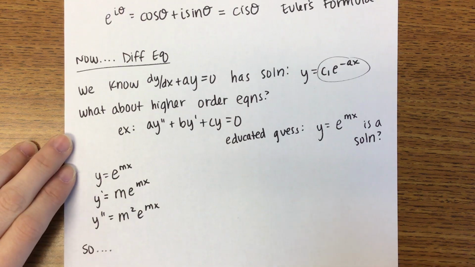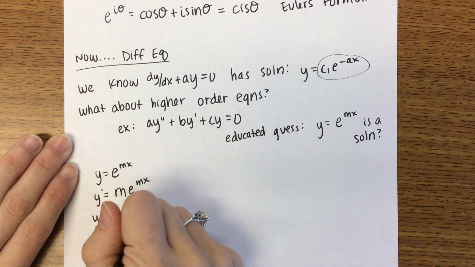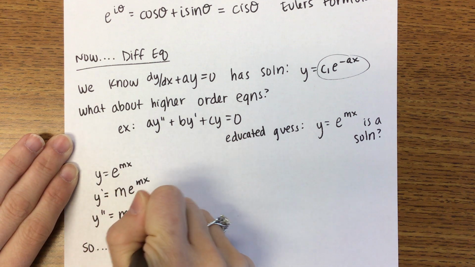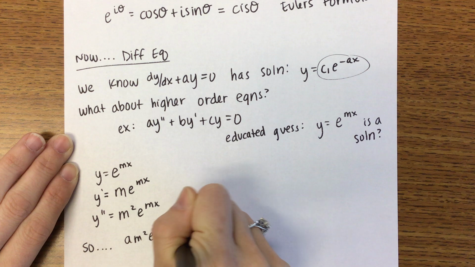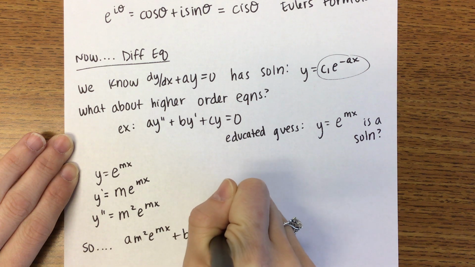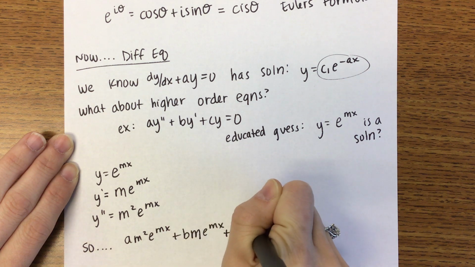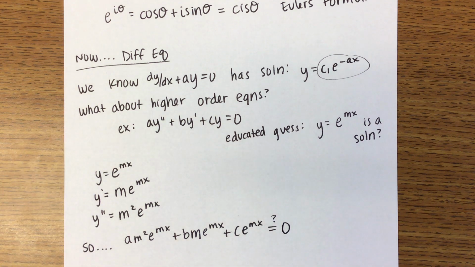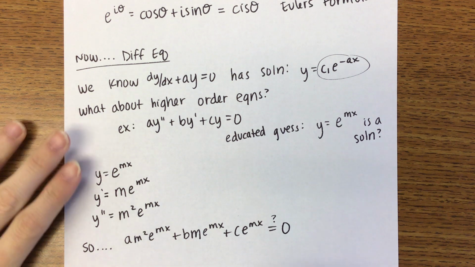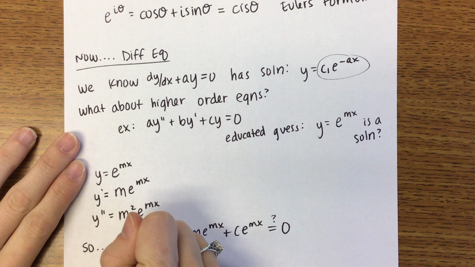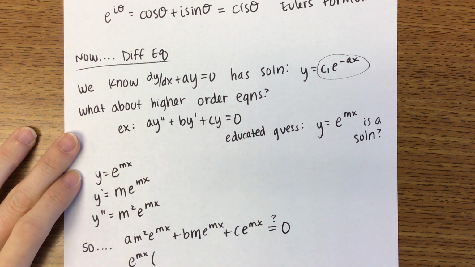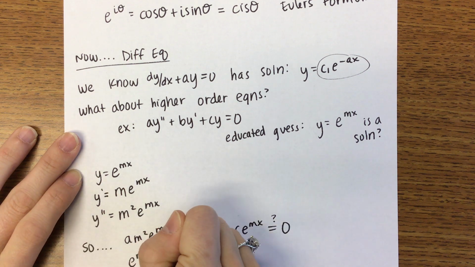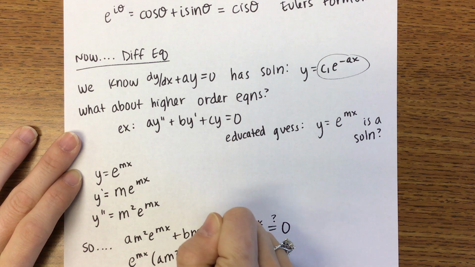Substituting those into our differential equation, we get a m squared e to the mx plus b m e to the mx plus c e to the mx. We want to know if this will equal 0. If it equals 0, e to the mx is a solution. If it does not equal 0, not a solution. Factor out that e to the mx. So we get e to the mx times (a m squared plus b m plus c).